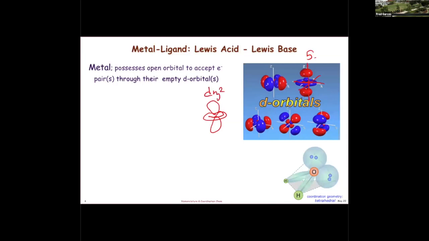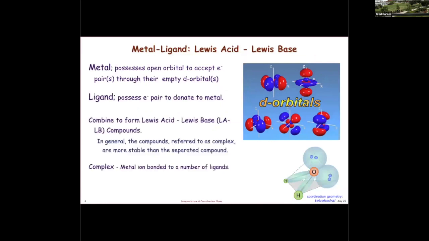When it's along the, this is coming out of the plane of my pad. If this is x and this is y, and it's along the x-axis and the y-axis, then it's a dx squared minus y squared. If this is x and this is z and this is y, and they point in between the axes like this, see how this is between the x and the z axis? It's called the dxz orbital. So we have 5 of these. Let me clear this so that I can show you better pictures. You'll see that later on.